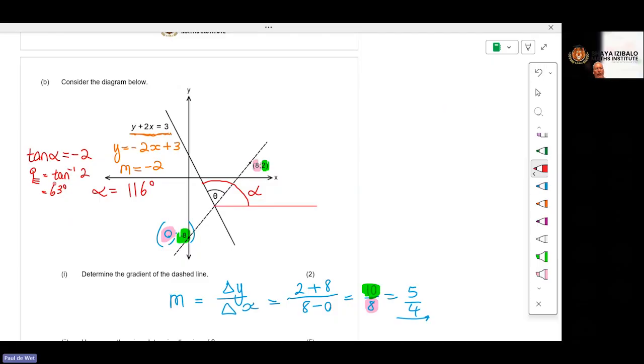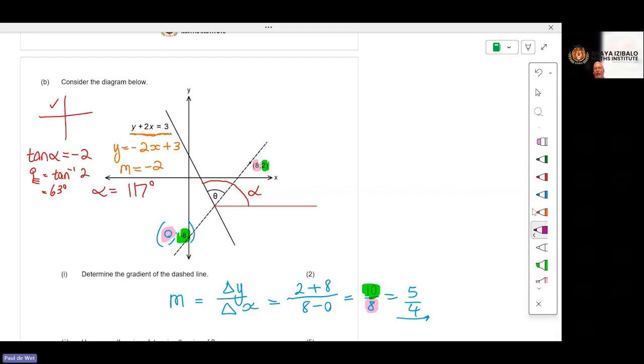That's not the answer, guys. The answer for alpha is 180 minus, because tan is negative in quadrant 2. So 180 minus my key angle, 63. Yeah, I'm going to go with 117 here. 180 minus 63, 117. Okay, so alpha is 117. Can you carry on now?